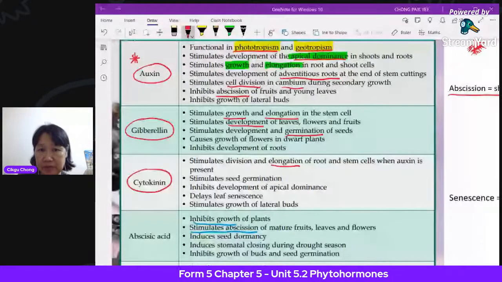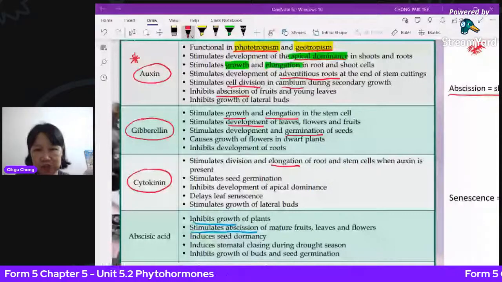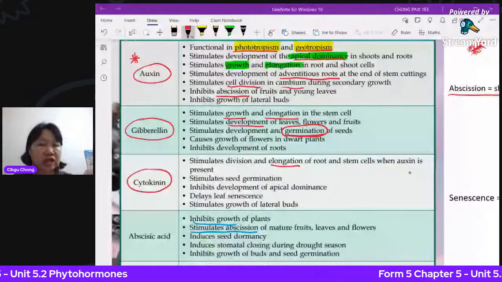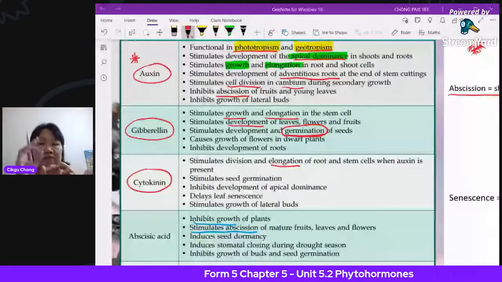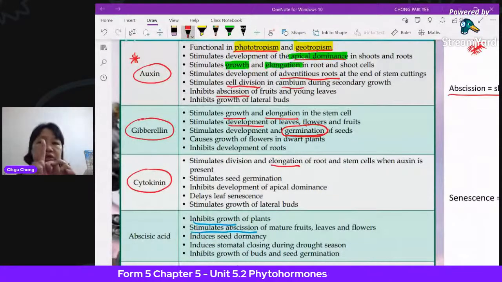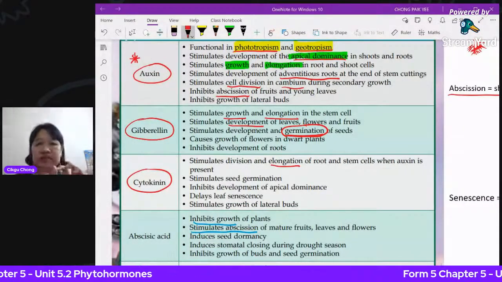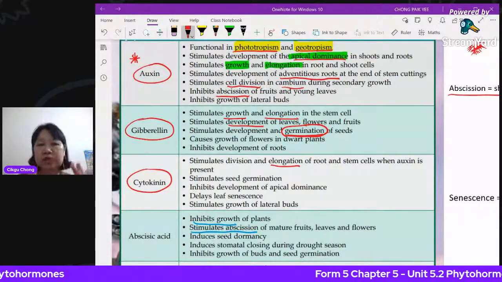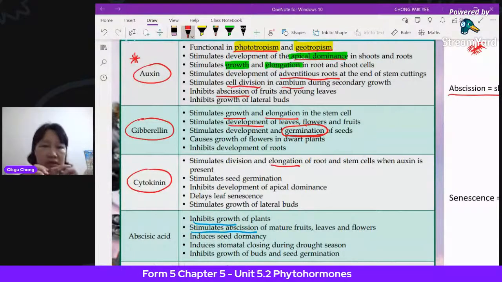This is easy to remember. You see the letter G? Gibberellin is G. Germination is also G. So when the seed wants to germinate, the baby shoot will come out, called the plumule, and then the baby root will come out, called the radicle. That is called germination. So gibberellin is inside the seed, and it will help the germination to occur.